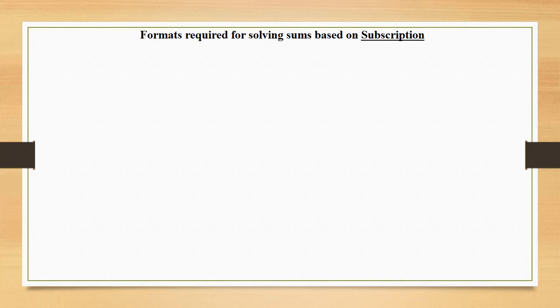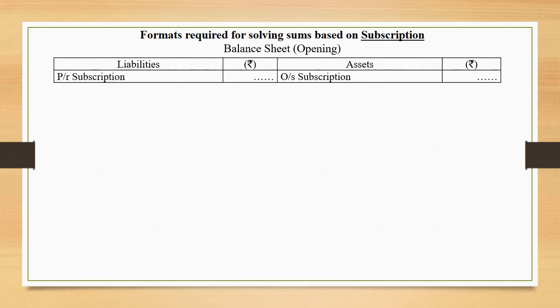Which are the formats required for solving sums based on subscriptions? The first format is for the opening balance sheet. Because subscription is an income, we can see there pre-received subscription is a liability and outstanding subscriptions is an asset.